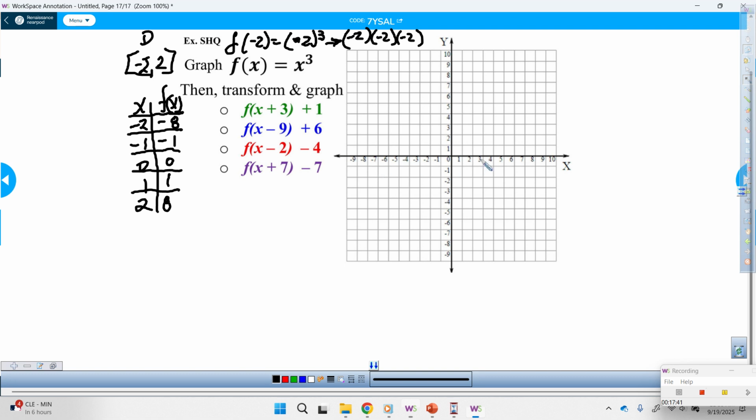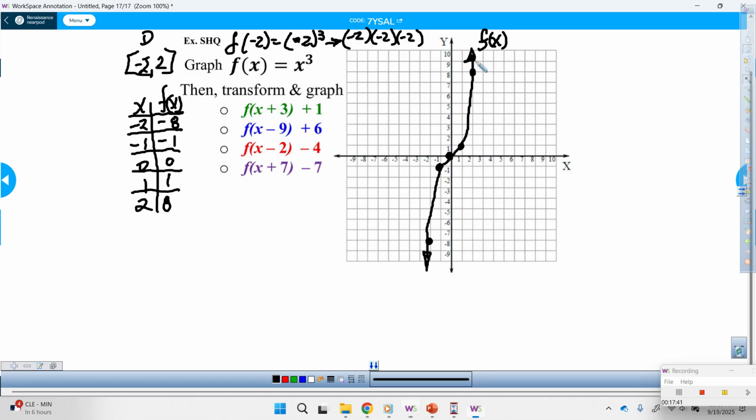Let's graph that. -2, -8. -1, -1. 0, 0, 1, 1, and 2, 8. Does that look familiar? Yeah, Mr. Q, looks like the one we just did on the screen, yes. Label this f of x.